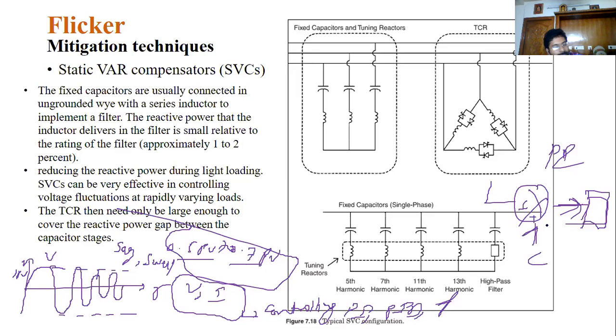Okay, so these are the devices. They are not only used for flickers. These devices are used for sag and swell cases, and also for harmonics and power quality improvements and so on. The static power compensator is not only used to mitigate flickers, but also for power factor improvement. All these things are available in textbooks also. You can see this.